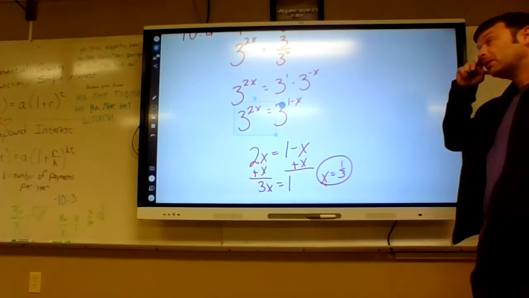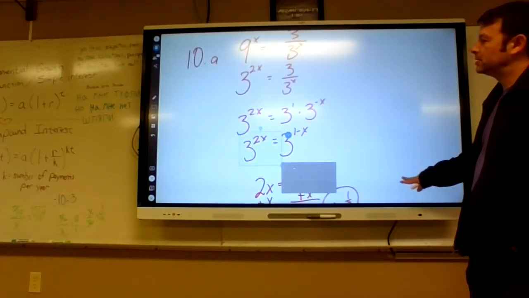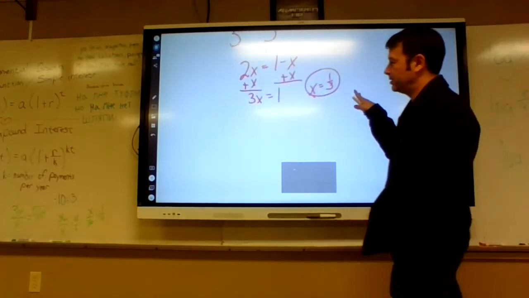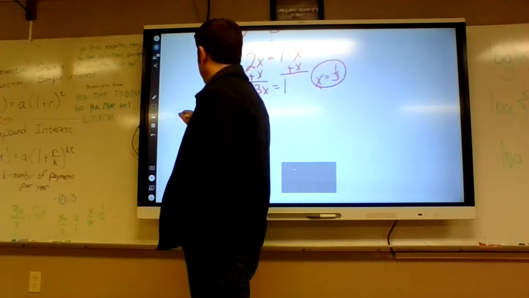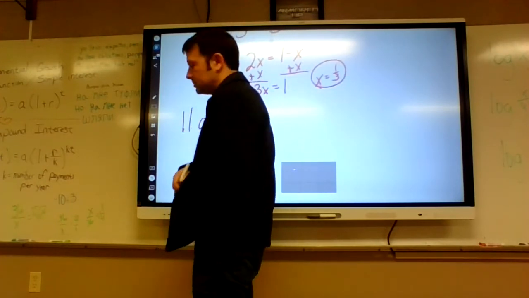Wow, would you look at that? Actually, this is one of those things, if you have a calculator you don't really have to do that, but it might help you with understanding. It's good stuff. Algebra practice.